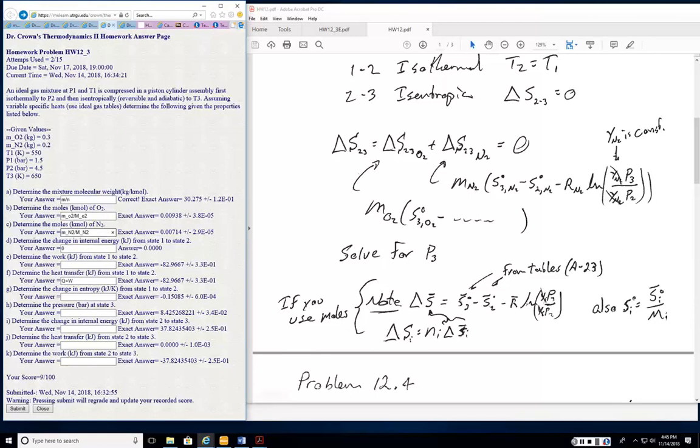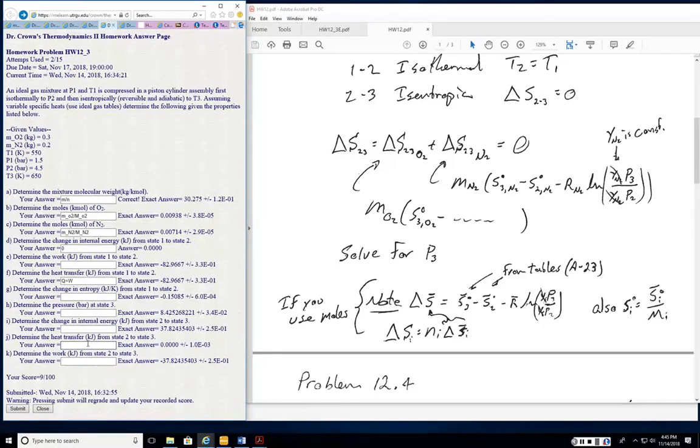Right, and then finally when you find the pressure, then you can go on to finding the internal energy. That's just a function of temperature, so you can actually skip step H or part H if you want. And that's just going to be finding all the U bars at the two temperatures, temperature 2 and temperature 3 for each of the gases, multiplying that delta U for each gas times the moles, and you'll have the total change in internal energy.